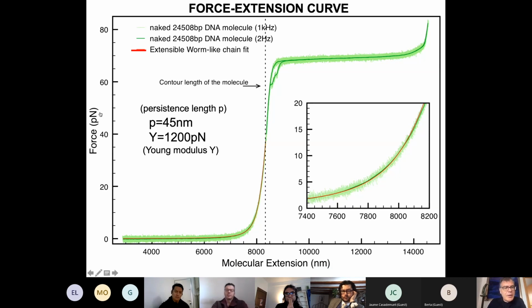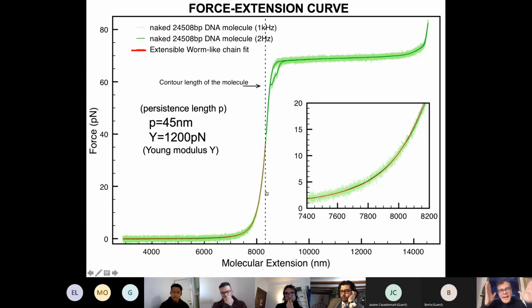That's force in piconewtons. It goes from 0 piconewtons to 80 piconewtons, or a bit higher than 80 piconewtons. Here is extension. The molecular extension is in nanometers. It goes up to approximately 16 microns, okay? But you see that vertical dashed line is the contour length of the DNA of this virus, which is half of the lambda, okay?